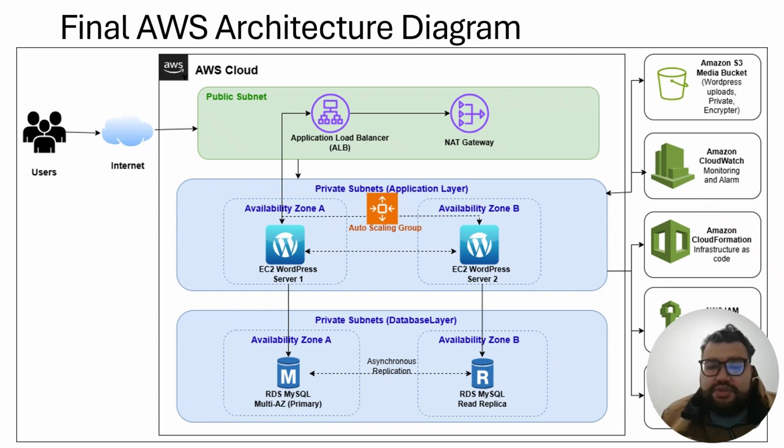The database layer uses Amazon RDS MySQL with multiple availability zone deployment and a read replica to improve high availability and database performance. Amazon S3 was configured for secure media storage, while CloudWatch and infrastructure as code supported monitoring and deployment. Overall, the architecture was designed to support scalability, security, disaster recovery, and operational efficiency.